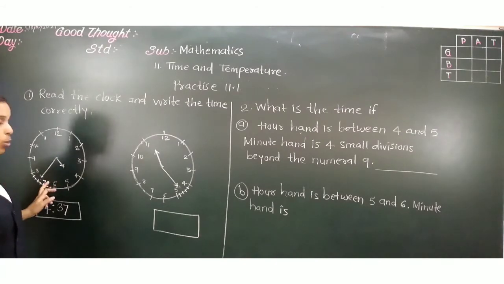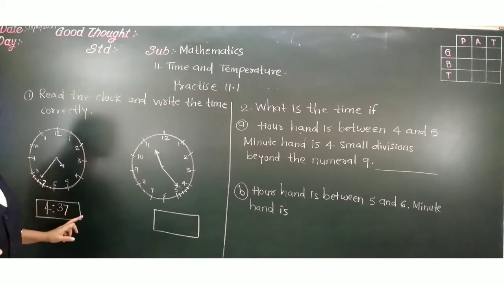Okay, in this way. How many minutes? How to calculate? I said whatever number is given, multiply it by 5, and ahead say how many divisions, that many divisions add in that. So here see 5 7s are 35 and plus 2, 37. So the time is 4:37.